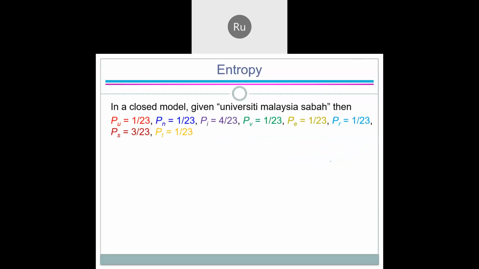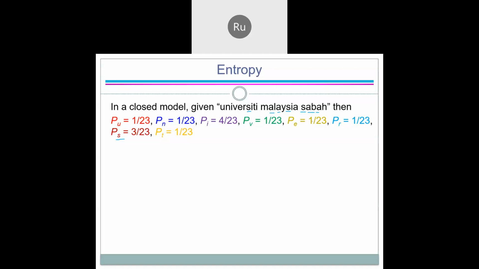So this is the probability of each symbol that we have in that particular closed model here. The probability of U is 1 over 23. The probability of A is higher. Okay, so when we look at S, we have 1, 2, 3, so 3 over 20. A also has more, 4. Okay, that is the probability.